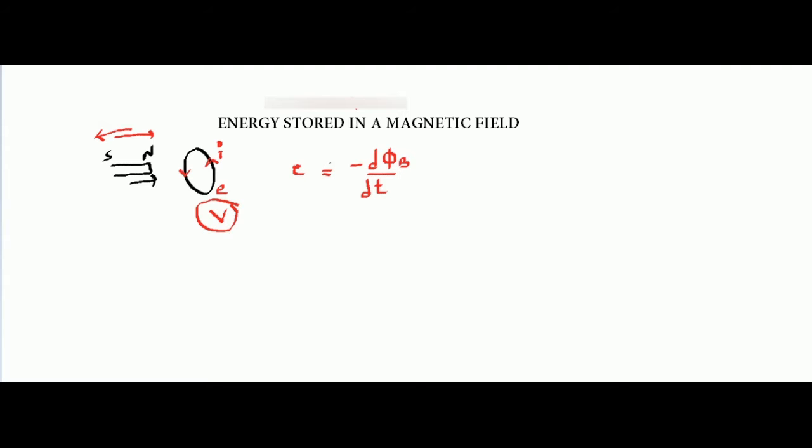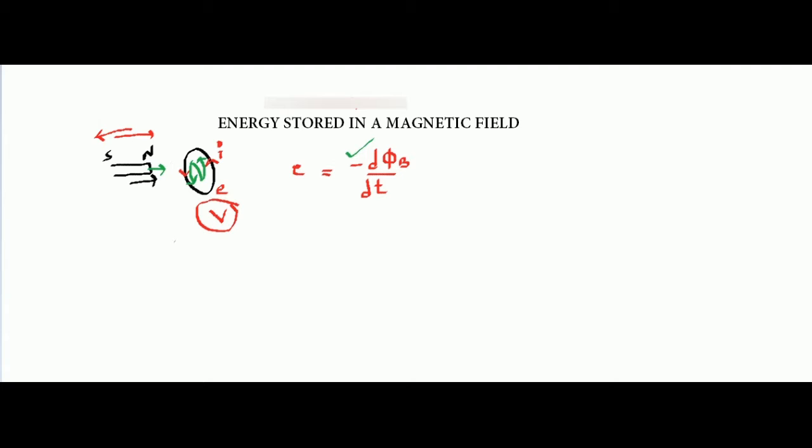The minus sign indicates that the current will be in a direction so as to oppose any change. For example, if the north pole is trying to come near the wire, then the current will flow in that direction such that it creates a north pole here, and this north pole created by the wire will repel the approaching north pole, or try to bring it to a stop. So it somehow opposes the change.